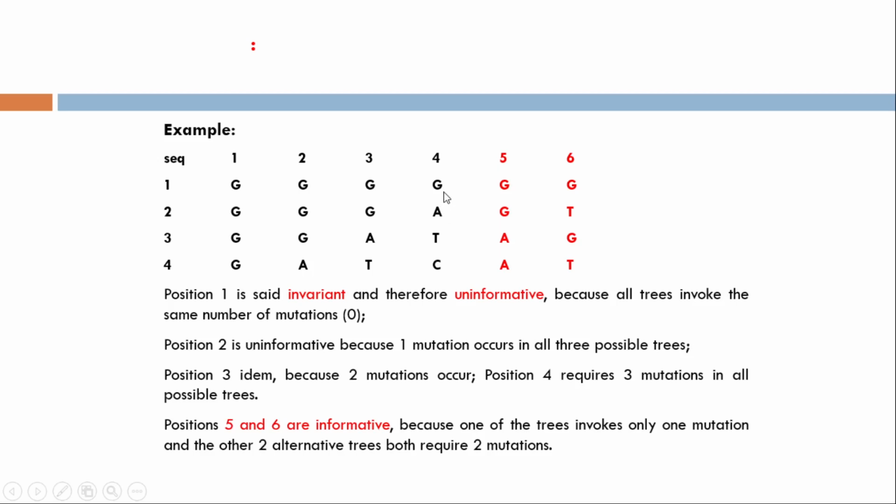What about the 4? In 4 again you can see four types of bases are there and none of them is repeating twice. So again 4 is not an informative site. What about the 5? Column number 5, you can see two types of bases are there, G and A, and both of them are repeating twice. So this is an informative site. In column number 6, again you can see two types of bases, G and T, and both are repeating twice. So here you can see that column number 5 and column number 6 are informative.